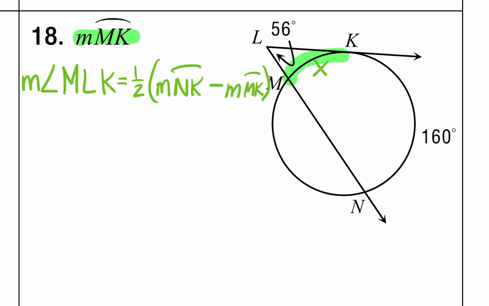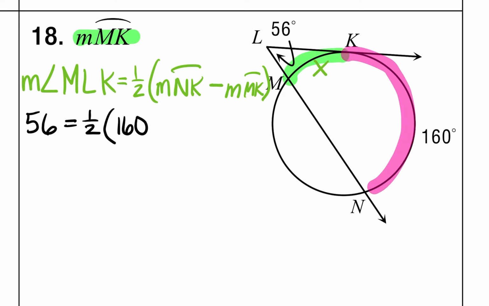So I fill in this equation. The measurement of angle MLK is 56 degrees. That's equal to a half of arc NK, which is 160. That was given to us. That's the larger arc here in the picture, NK, minus our arc that we're trying to find, the measurement of arc MK, so that's X.